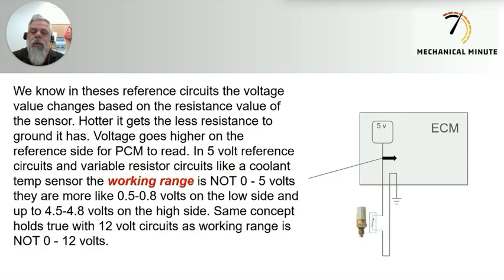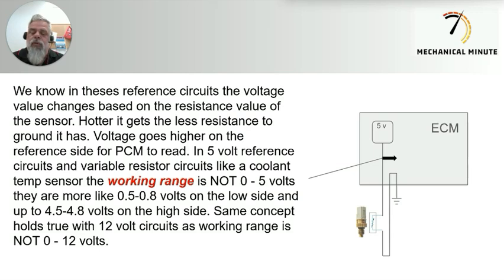We know in these reference circuits, the voltage value changes based on the resistance value of the sensor. So the hotter it gets, the less resistance to ground it has. Voltage goes higher on the reference side for the PCM to read. In 5-volt reference circuits, the variable resistor circuits like a coolant temp sensor, the working range is not actually 0 to 5 volts. They're more like 0.5 or 0.8 volts on the low side and up to 4.5 or 4.8 volts on the high side.